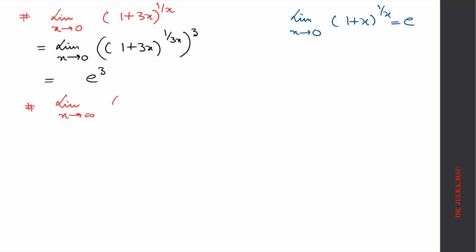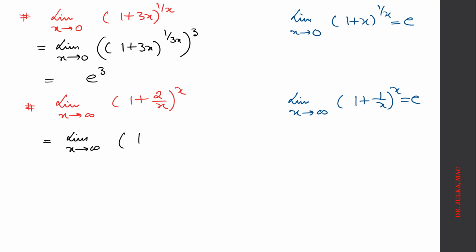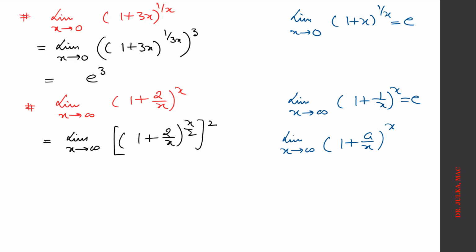Next question. Limit x tends to infinite, 1 plus 2 by x whole raised to the power x. We know the formula: limit x tends to infinite, 1 plus 1 by x whole raised to the power x is e. And we also know that limit x tends to infinite, 1 plus a by x whole raised to the power x by a always equals e. So divide the power by 2 and multiply by 2 and we'll get e raised to the power 2.